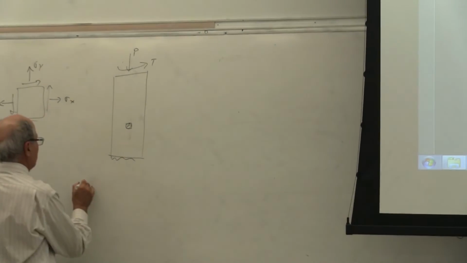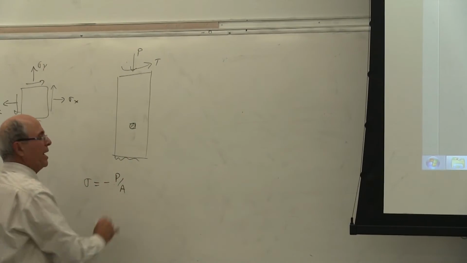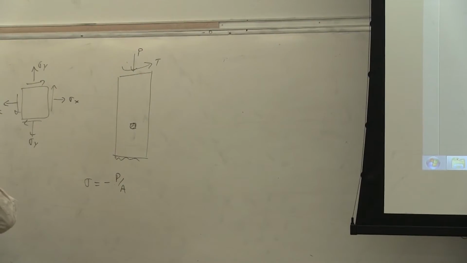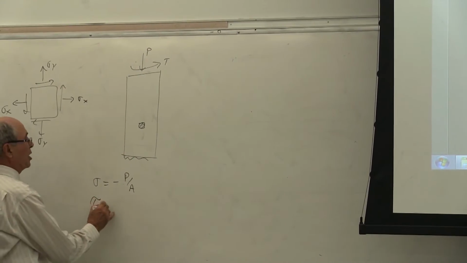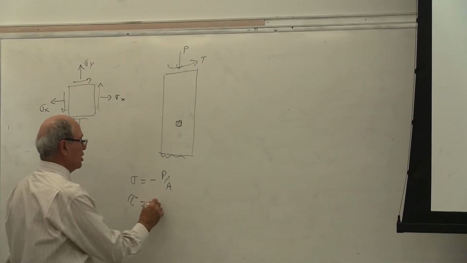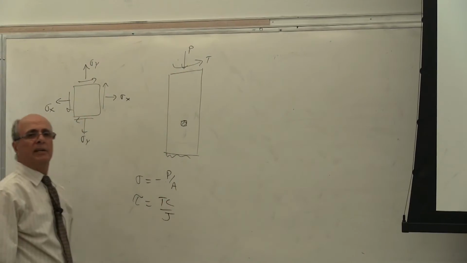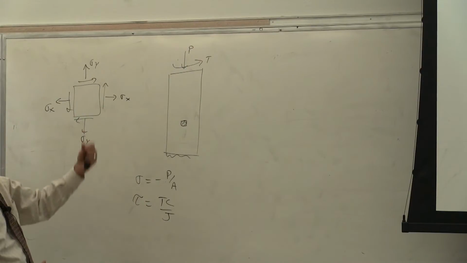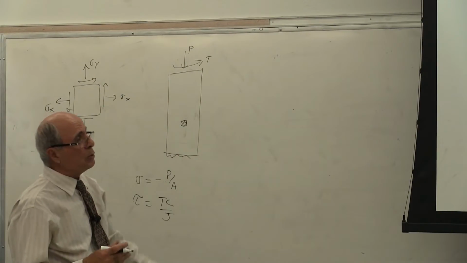Normal stress, sigma, equal to minus P over A. Yes or no? Correct or not? Yes? Tau equal to what? What kind of tau do we have? Tau is the torque. It's a torsion. Yes or no? Tau equal to TC over J. You have gone through that, so you have the cross-section. That's the result. I don't have to do it again.